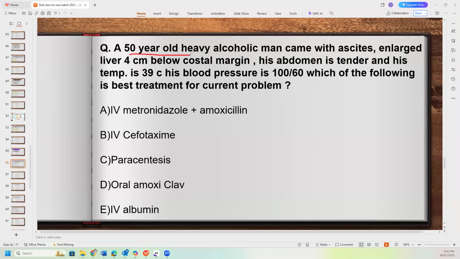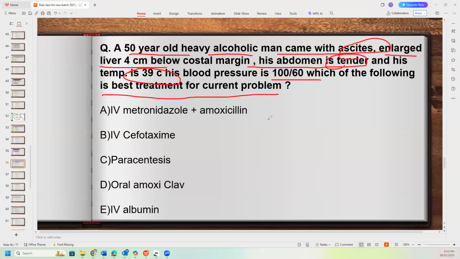Okay, 50-year-old heavy alcoholic man came with ascites, enlarged liver 4 centimeters below the costal margin. His abdomen is quite tender and his temperature is 39. Blood pressure is 100 by 60. Which of the following is the best treatment for the current problem? IV metronidazole and amoxicillin, IV cefotaxime, paracentesis, oral amoxiclav, or IV albumin.